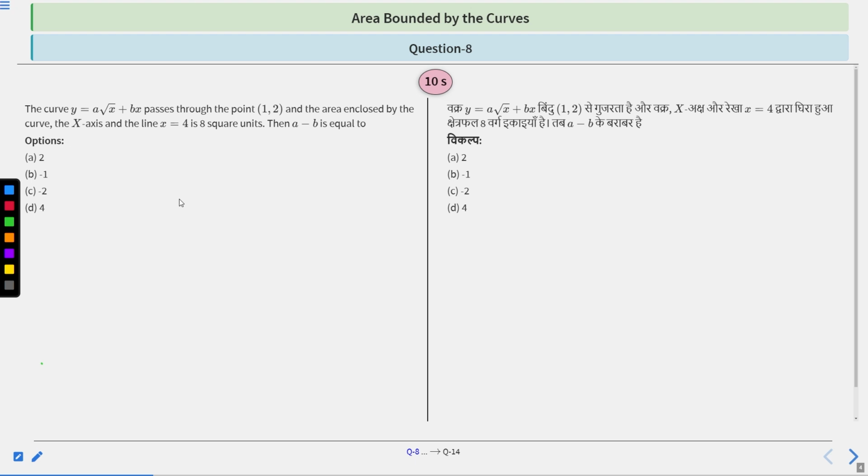integrate y dx from 1 to 4, and equate it with 8. You can easily find another equation in terms of a and b, right? So you'll get two equations in terms of a and b, and you can easily calculate the value of a and b. Okay, so in this way you can try to approach this question. You have 10 seconds to solve this question. After 10 seconds, we will discuss the solution.